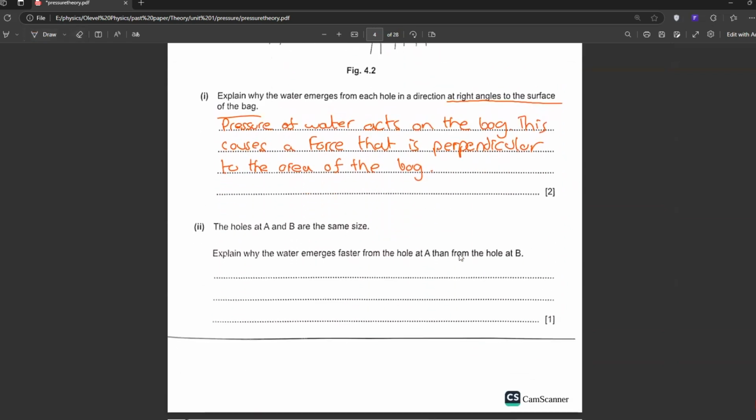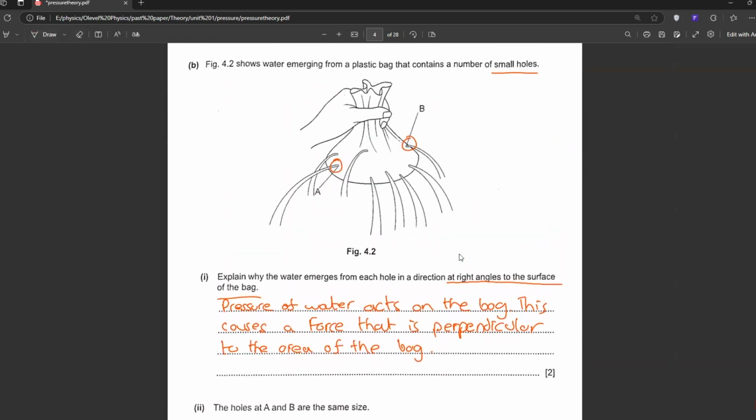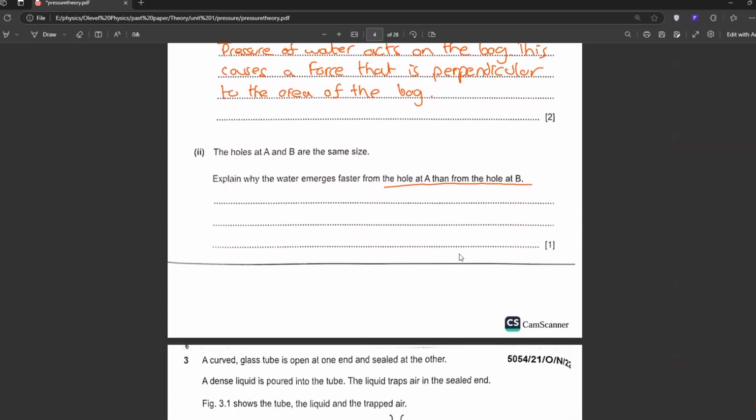Explain why water emerges faster from the hole at A than from the hole at B. Why is the water emerging faster from the hole at A? Because can you see the hole at A is at a greater depth? Since the hole at A is at a greater depth, A will experience a greater pressure. If A experiences a greater pressure, the force that A experiences will be greater. Hence, water emits out at a faster rate. So let's write all this story for 1 mark.